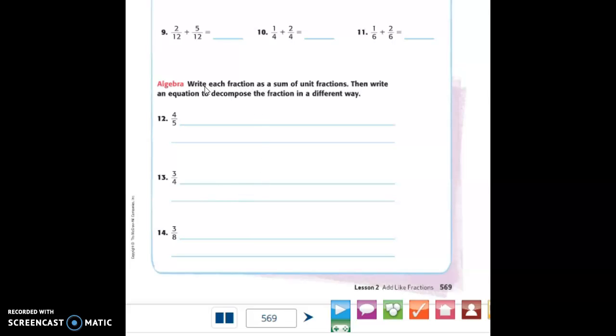So that's basically what they're looking for here. They want you to write each fraction as a sum of unit fractions. So that's why they've given you one line. Then the other line says, then write an equation to decompose the fraction in a different way. So finding two other numbers that will add up to give you this sum. So that is what the second line is for. So you have two different answers for each fraction there.